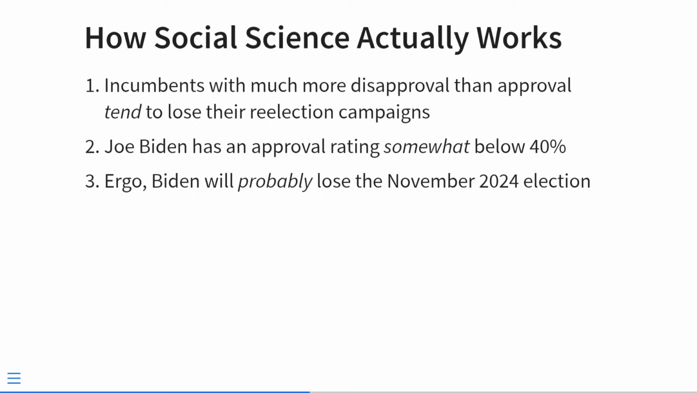But what most of social science goes something like this. As an example, incumbents in the United States with much more disapproval than approval tend to lose their re-election campaigns. So that's kind of like a major premise. But it's not like a 100% true major premise. It's just a tendency. Certainly there are counterexamples to this major premise. But two, let's say minor premise, Joe Biden has an approval rating somewhat below 40% at the moment. So that might lead you to the conclusion Biden will probably lose the election in 2024.